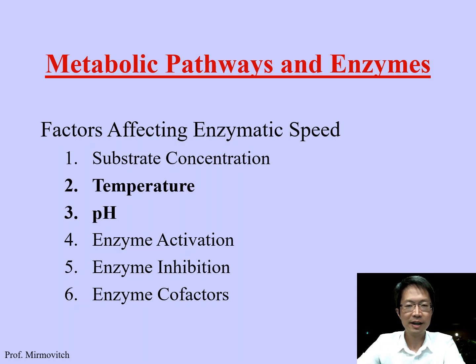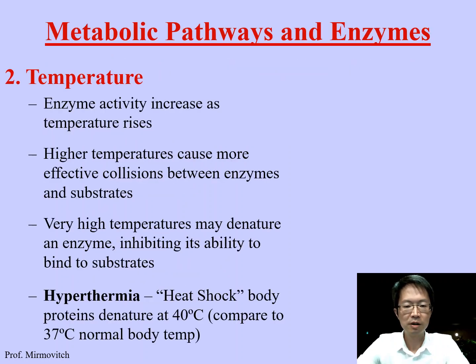Okay, we will talk about the second factor, temperature, and the third factor, pH, together. So enzyme activity increases as temperature increases. So enzyme activity is directly proportional to the temperature. This is the first property. As a matter of fact, it's not just enzyme activity. It's basically almost all chemical reactions. When you increase temperature, then the chemical reaction will also increase the rate. It will become faster. That's the reason.